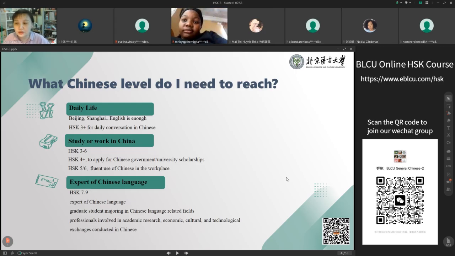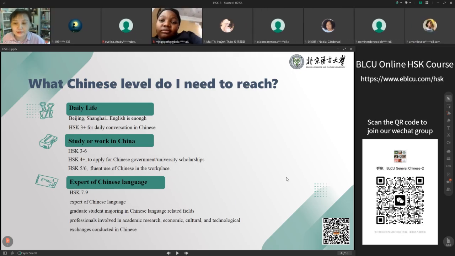You are professionals involved in academic research, economy, culture, technology, anything. If you want to read academic articles in Chinese, then you need HSK 7 to 9. If you don't need professional usage, like studying the Chinese language or reading professional academic research, if you don't have that need for daily, work, or study usage, usually HSK 1 to 6 is enough.